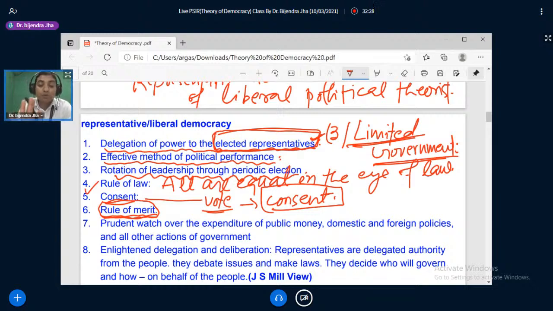Liberal democracy is one of the prudent methods to watch over the expenditure of public money. Suppose there is a budget. Not everyone understands the budget, right? Everyone doesn't understand, but those who contest elections and go to parliament have a certain idea of the budget. And with the help of bureaucrats and specialists, they keep watch on the public money. They watch very well over the expenditure of that public money. Who? Your representatives, our representatives, right? Sorry.